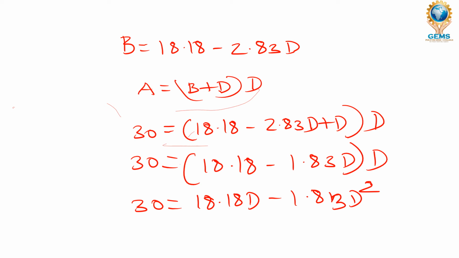You are going to bring all these d values to the left side, towards the 30, the place where 30 is. So it remains like 30 minus 18.18 d plus 1.83 d squared. Now, in order to find the d value here, you are going to use the quadratic equation that I will show you in the next slide. In order to find the d value and the b value, I'm going to use the quadratic equation.